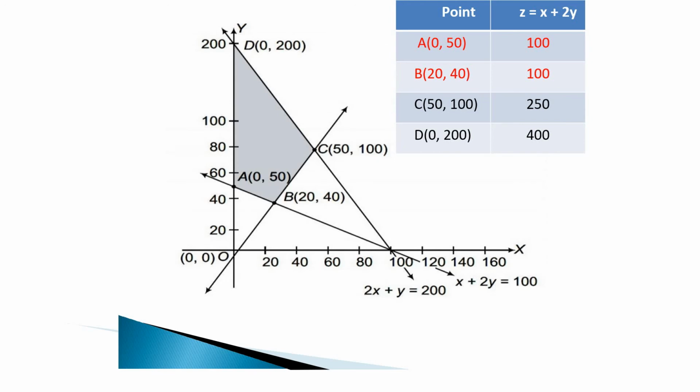It has four extreme points A, B, C and D. A is (0, 50), B is (20, 40), C is (50, 100) and D is (0, 200). Values of the objective function at A is 100, at B it is again 100, at C it is 250 and at D it is 400 respectively.